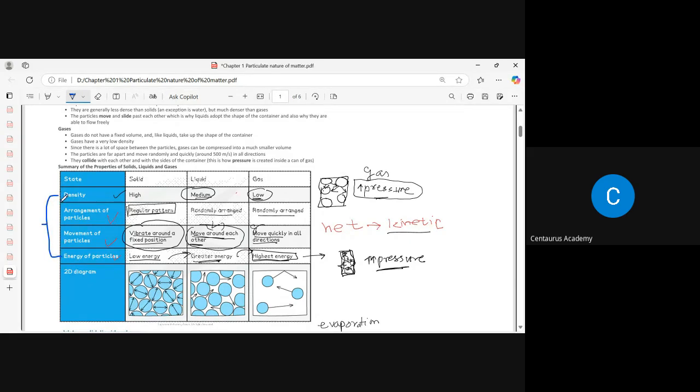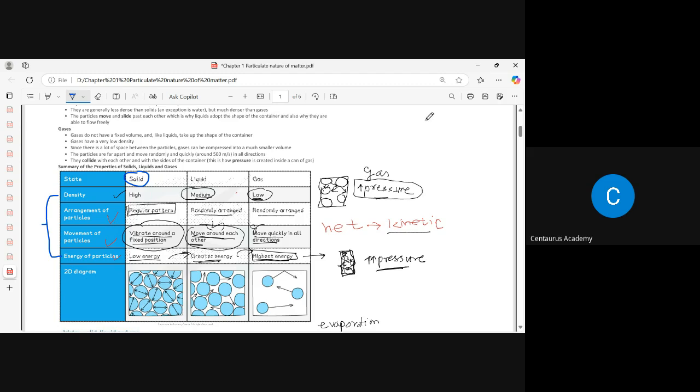Hence, they will help you figure out what the state of matter is. For instance, if there is a certain state of matter and you have to identify it, and the particles are very regularly arranged, they can only vibrate around their fixed positions, they have very low energies, a fixed shape, a fixed volume, and higher density, this means that we're talking about a solid, right?